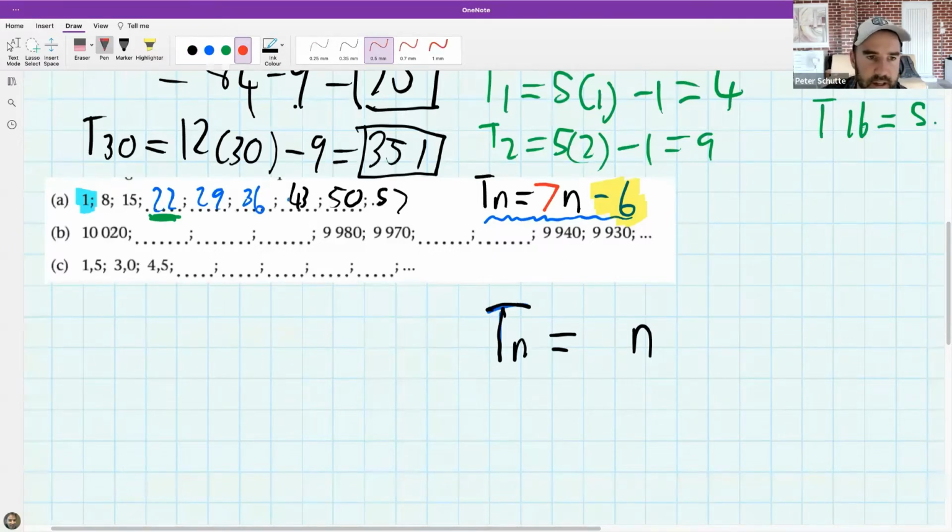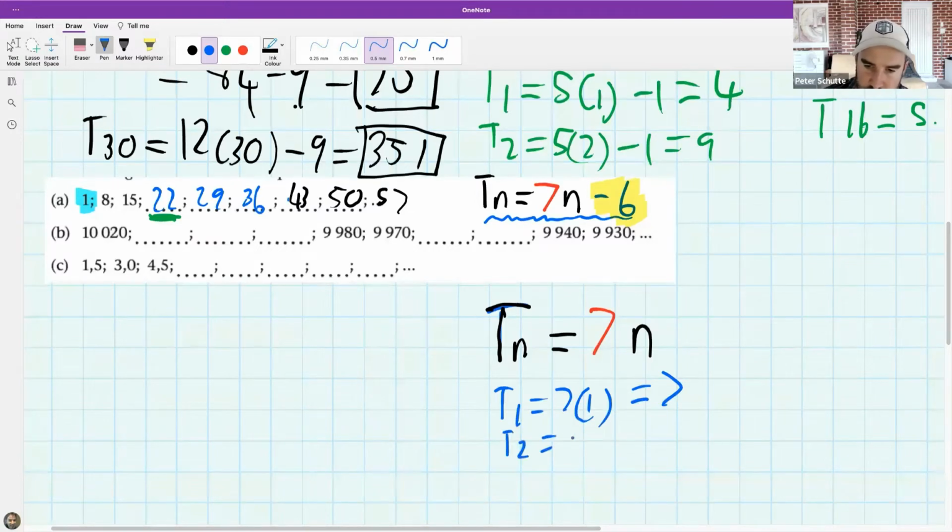Then I say, what is my constant difference? In this case, it's 7. And if I stop there, this is what the formula produces. T1 is 7 times 1, which is 7. T2 is 7 times 2, which is 14. Now, the problem is I'm just not on the same planet here, right? The question says that I start on 1, and I'm saying my first term is 7. So there's a problem, there's a contradiction.